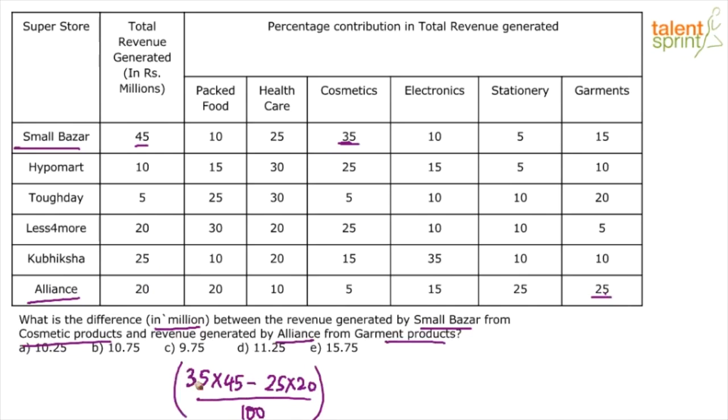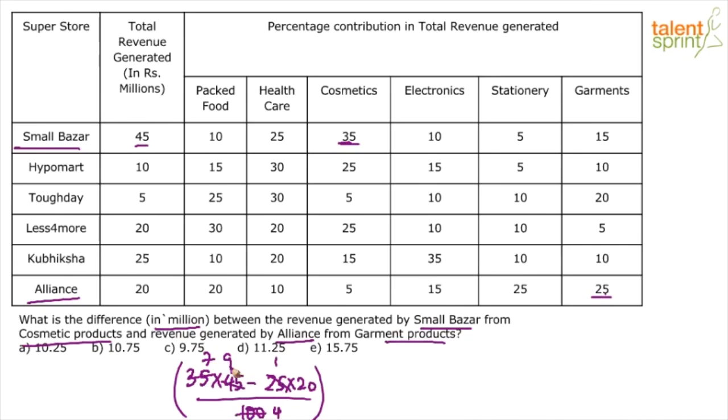See, both were percentages, right? 35% of 45. So 35 by 100 into 45. 25% of 20. 25 by 100 into 20. Calculation is your lookout, right? You want me to do it? Take 25 common, like we have done in the previous case, right? Take 25 common. So this will be like 7 into 9, 5 into 7, 5 into 9. 25 when it gets cancelled, this is 4 times.